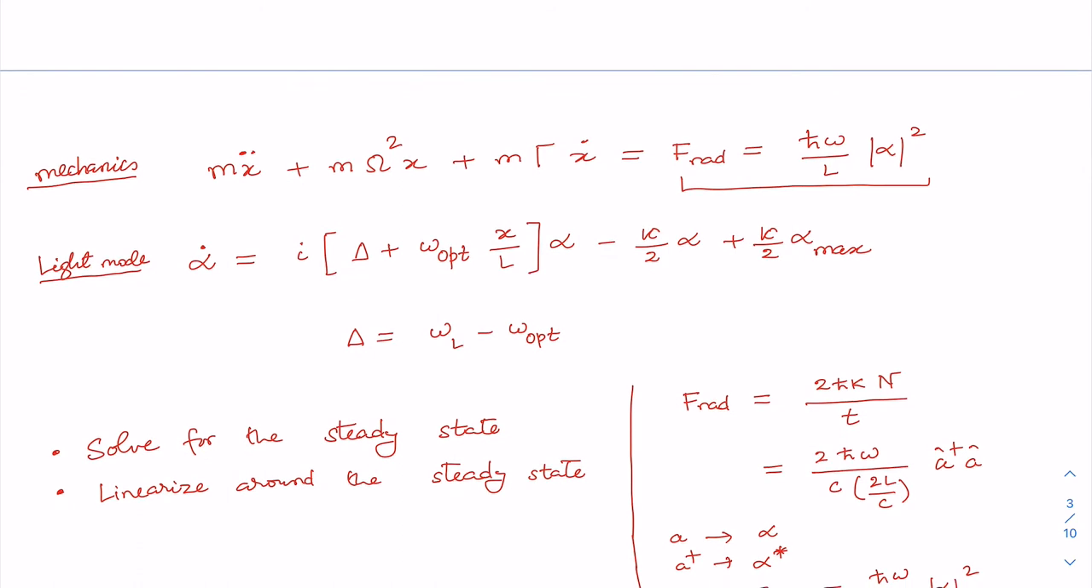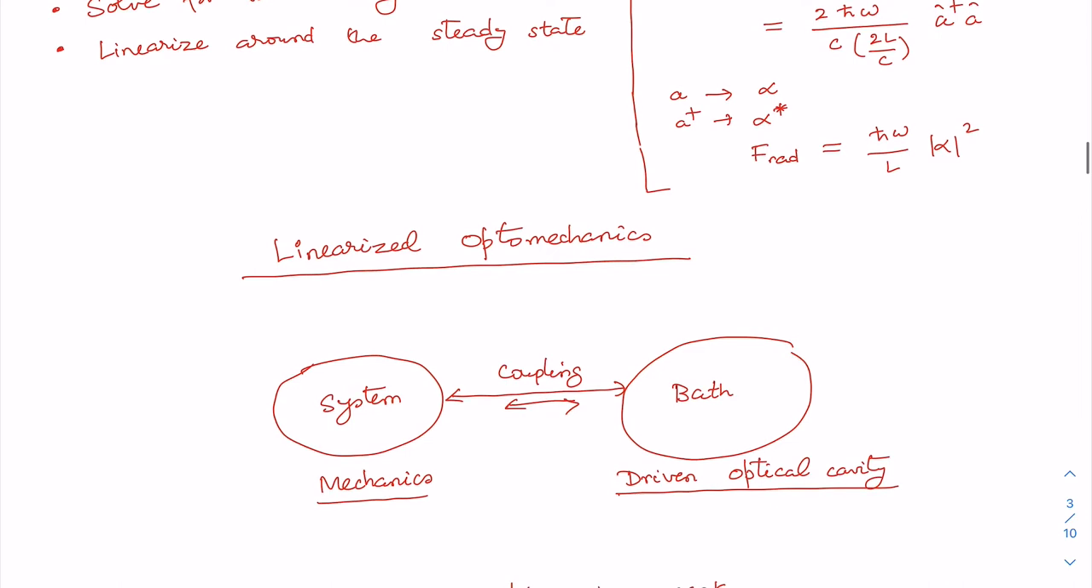Then we try to solve these two equations for the steady state, and we have linearized it around the steady state. And to do that, we assume that the coupling between the system and the bath is weak. Here by system, we mean the mechanical system, the mechanical harmonic oscillator. And by the bath, we mean the driven optical cavity. So basically the mechanical system is surrounded by the optical field, which is considered to be the bath, and the coupling is considered to be weak.